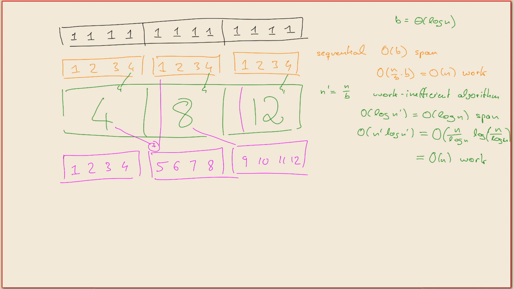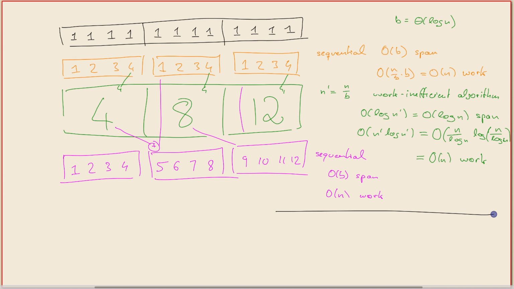So how much time do we need for that? We again do this sequentially, and we need order B for each block. The length of the block, we just do B additions. So the span is order B. And the work is, by the same calculation as here, linear.